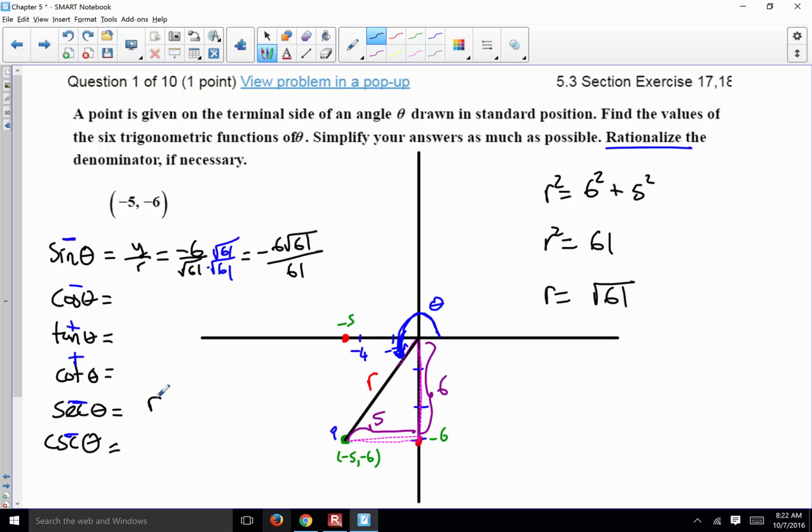It's 1 over cosine, but in terms of r, x, and y, it's r over x. Just if you know cosine, flip it. Isn't cosine x over r? So when you flip it, r over x is secant. What is r? Root 61. X is negative 5. So negative root 61 over 5 is the answer. Okay? I think you can do the rest, right?